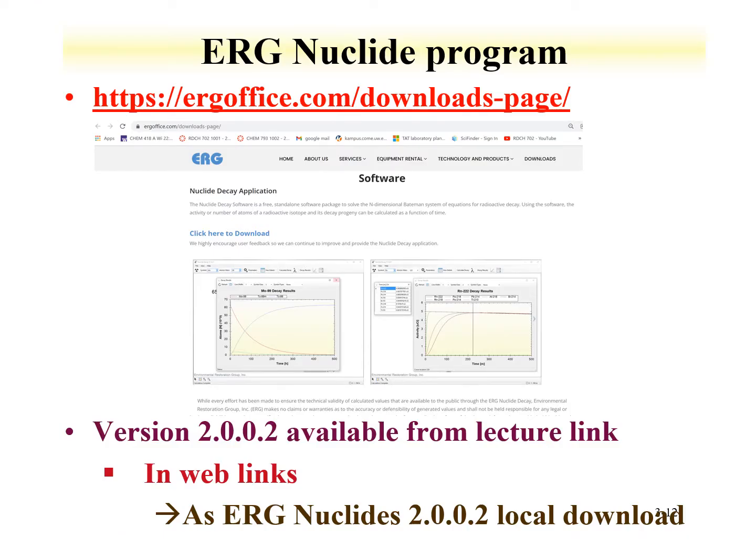And if we go to this website, you'll see a page. Click here to download the program. It'll ask you for some information, and then you can download the program. This version, there's also a link on the Canvas site, version 2002 available. You can read the information that's available. They are looking for feedback, so they'd be happy to have feedback. And this is a PC program, so it does not run on an Apple product.